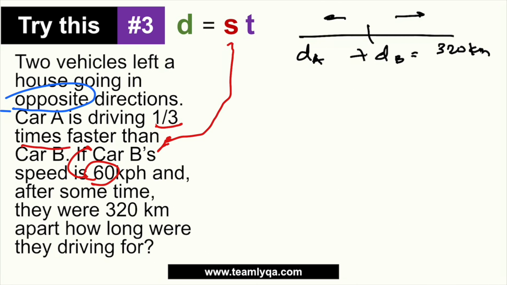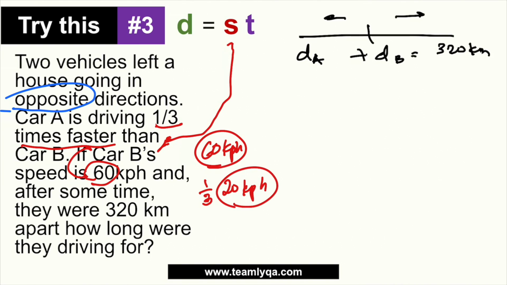Ang sabi dito, driving daw siya 1/3 times faster. So, 1/3 times na mas mabilis kesa kay car B. So, ano sinabi natin? Yung kay car B speed ay 60 kilometers per hour. Ano ang 1/3 nito? Ang 1/3 ng 60 kilometers per hour, again, 60 times 1/3 lang, would be 20 kilometers per hour. So, kung 1/3 siyang mas mabilis kesa kay car B, ibig sabihin, ang speed ni car A ay 60, which is yung speed ni car B, plus yung 1/3 ng speed na yan, which is 20. So, si car A is 80 kilometers per hour.